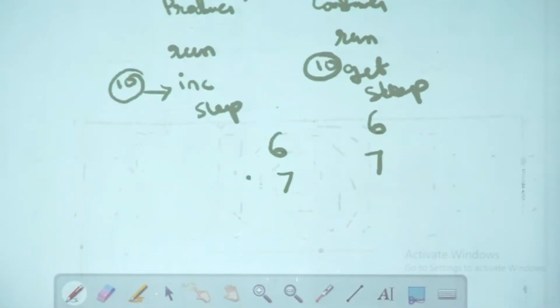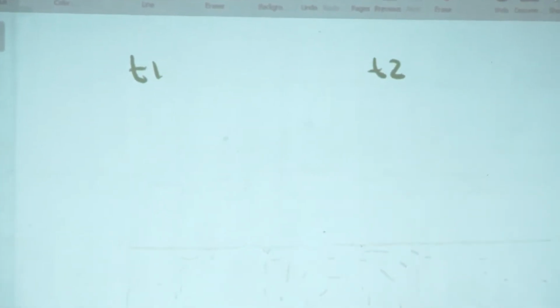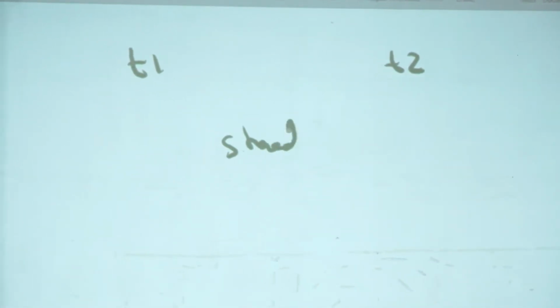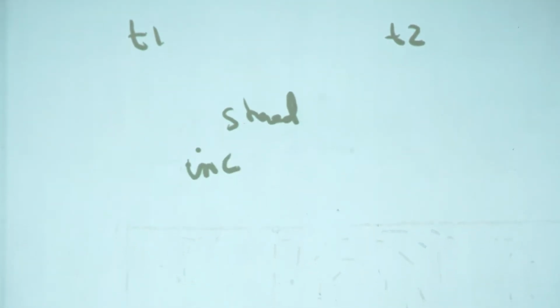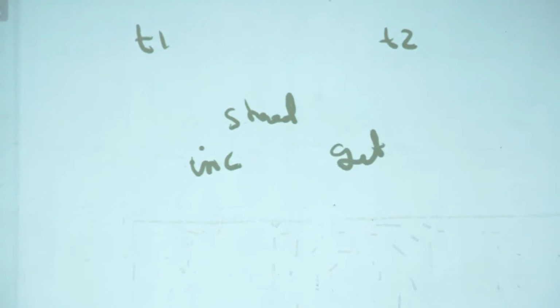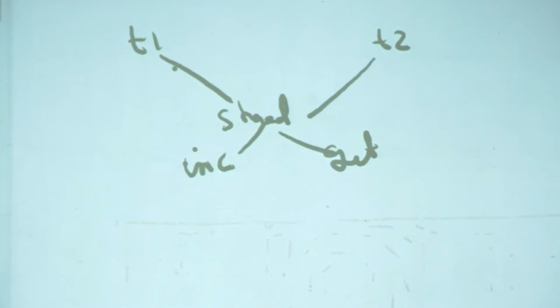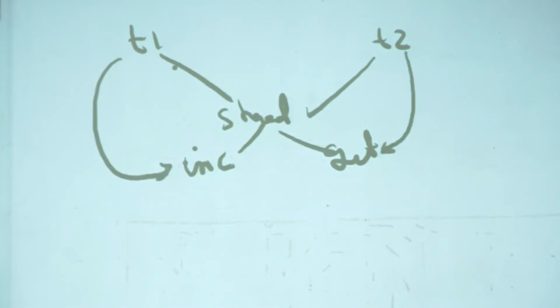So I'll try and summarize this on a page. Try and understand, please. This is important. There are two threads in action. There is a shared object on which INC is happening and get is happening. Both are working on the same shared object. One guy is doing INC, the other guy is doing get. Each is called 10 times. It does not matter how many times it is called.